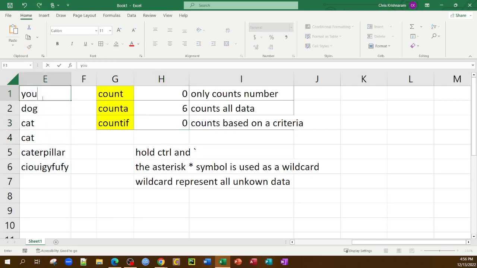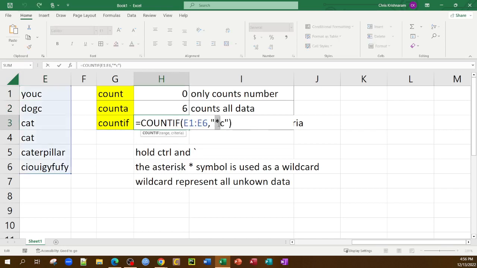So I'm going to type something and then put the letter C at the end. And notice I now have 1. I'm going to put dog with a C at the end. And notice I now have 2. So this is the purpose of wildcards.